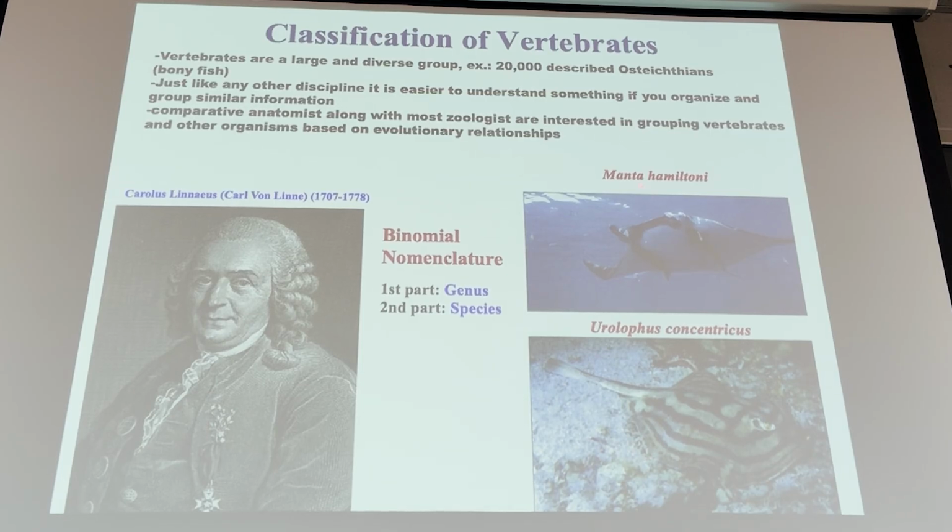All right, so you've got Manta hamiltonii, named after a scientist, and here you've got Leiurophorus concentricus, which is the concentric ray, and you can see the rings of color around it. So names, you get to name it, right?